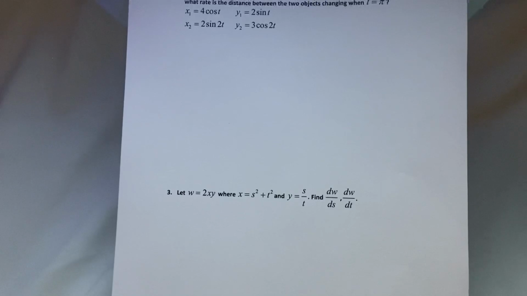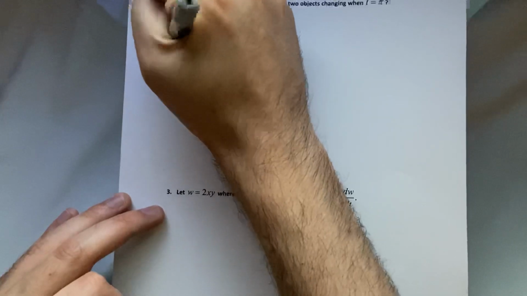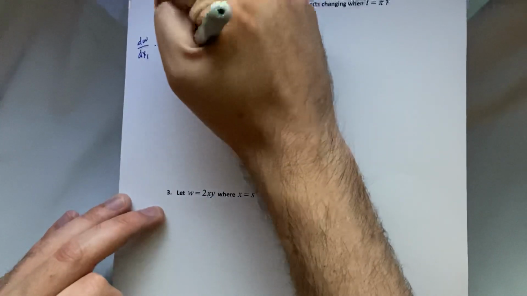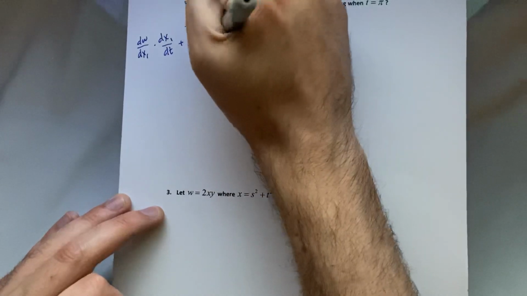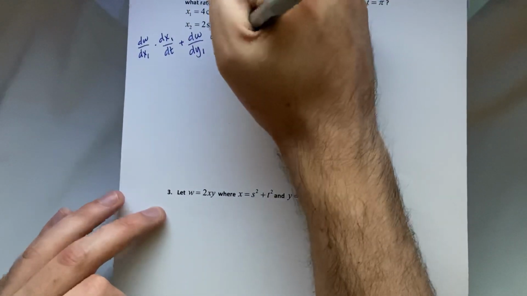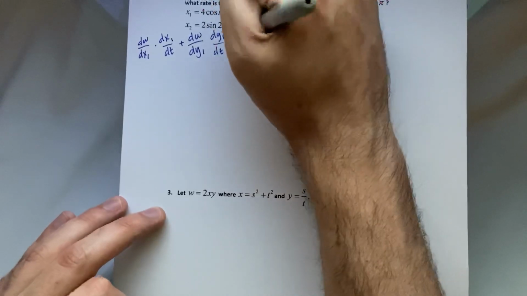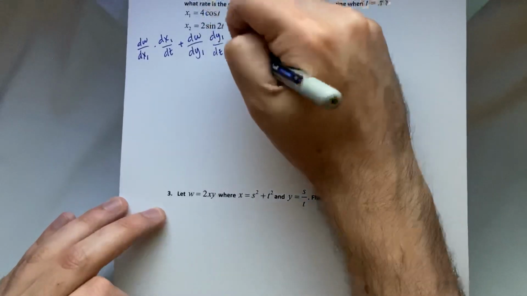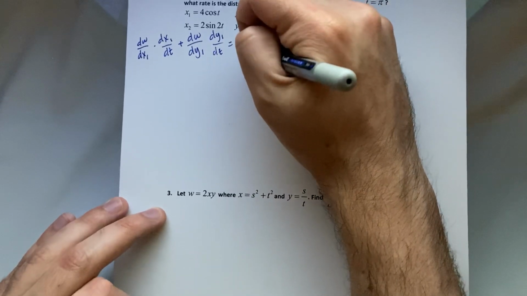At what rate is the distance between the two objects changing when t equals pi? So we need to find dw/dt for both sets of points and the relative values. So we know for the first point, we should have dw/dx1 times dx1/dt plus dw/dy1 times dy1/dt is the first one, equals dw/dt, I'm going to call this 1.